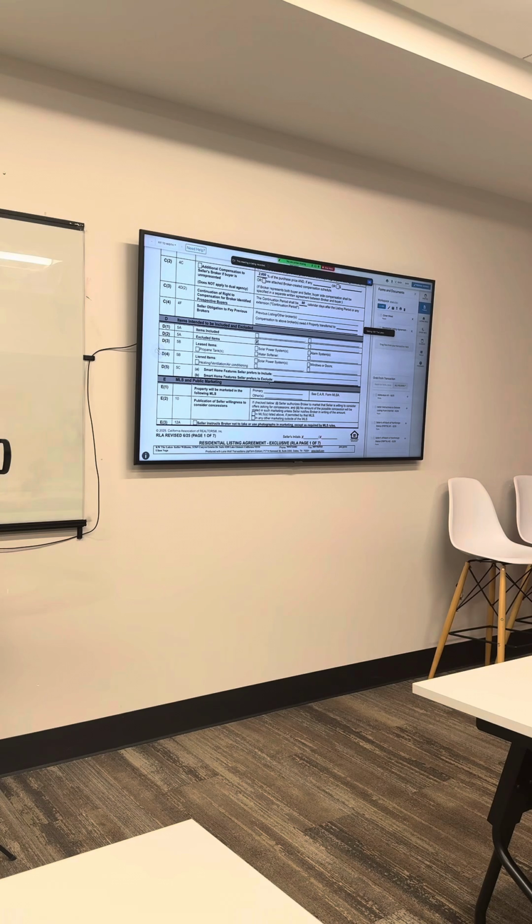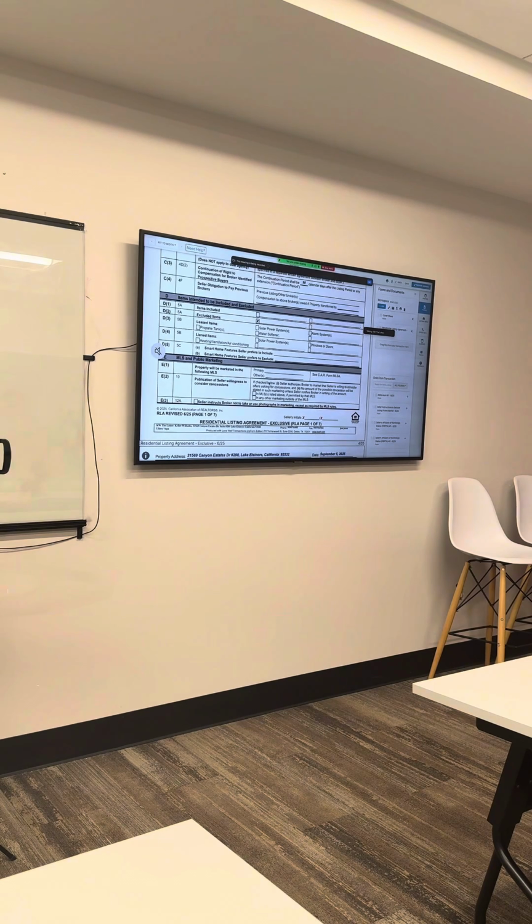Publication of seller's willingness to consider concessions. Again, this is where we have to have the conversation and say, hey, selling for top dollar may mean you helping the buyer with some closing costs. Oh, no, I don't want to pay for that. Do you want to be in Arizona in 60 days? Let's do the right thing.